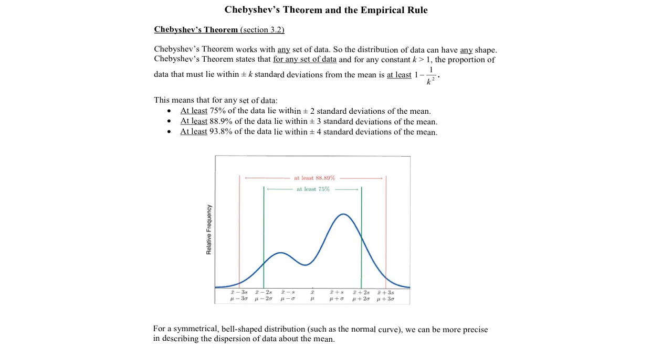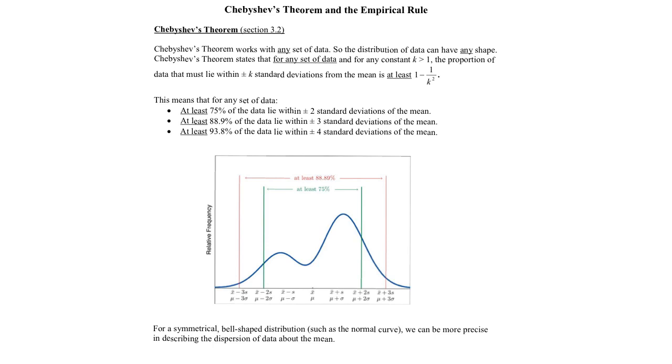So here's the difference between Chebyshev's theorem and the empirical rule, or in other words, Chebyshev's theorem and the normal distribution. The strength of Chebyshev's theorem is that it works with any set of data at all. The distribution of data can have any shape at all. It can be skewed badly. It can be a bell-shaped curve. It could be unknown. Anything at all, Chebyshev's theorem always works.